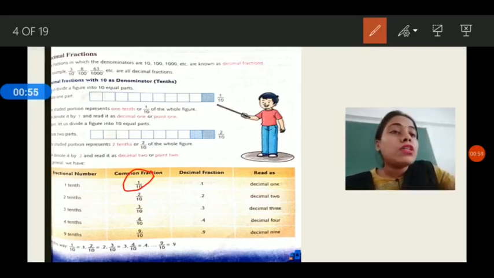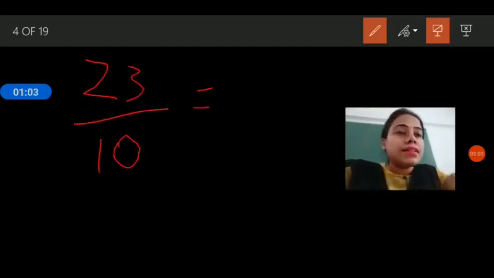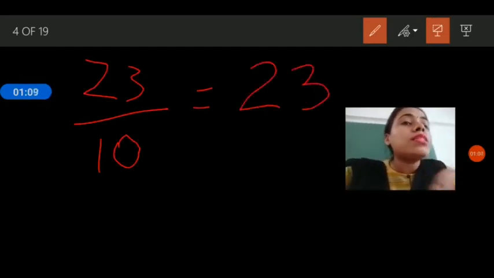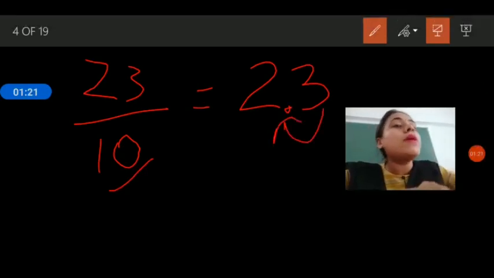Suppose 23 upon 10 is written, so what do we write? I said if 10 is given in the denominator, then put the decimal before one digit. So in the numerator part, 2 digits are given, but we have to put the point before one digit because we are dividing by 10. The denominator is 10, so we write 2.3. We put the decimal before 3, before one digit.